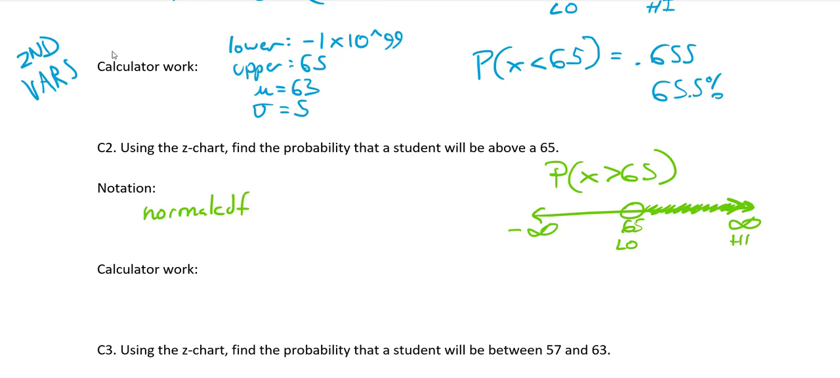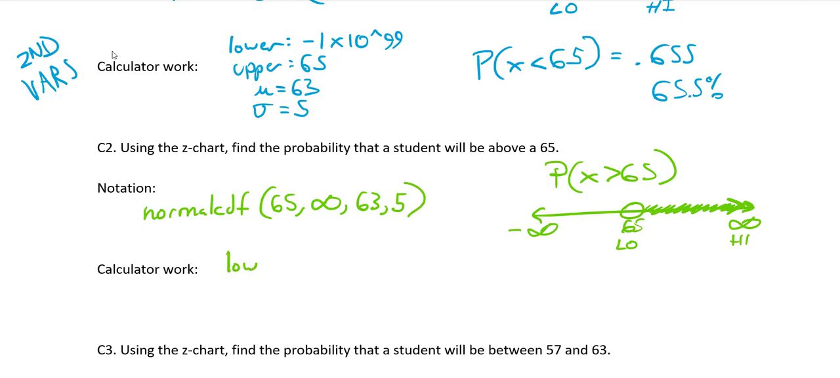And the normal CDF is going to be from the low number, which is 65, to the high number, positive infinity, and then we have our mu, which is 63, and our standard deviation, which is 5. That's not going to change in the problem. So let's get to the calculator work.